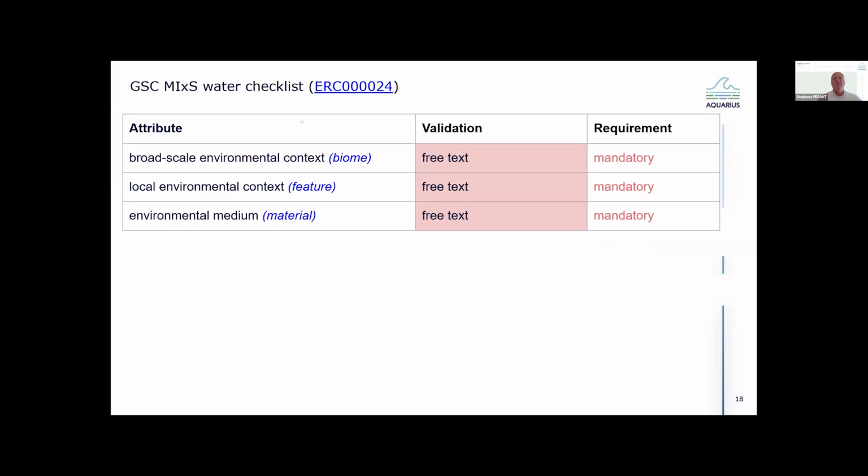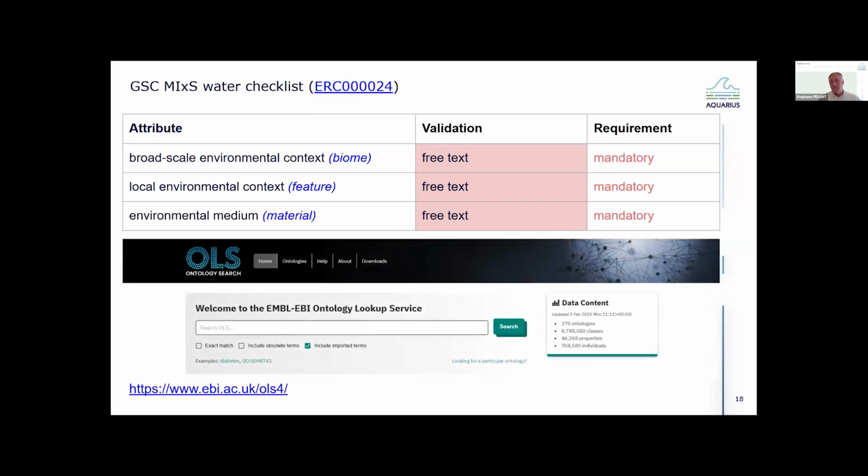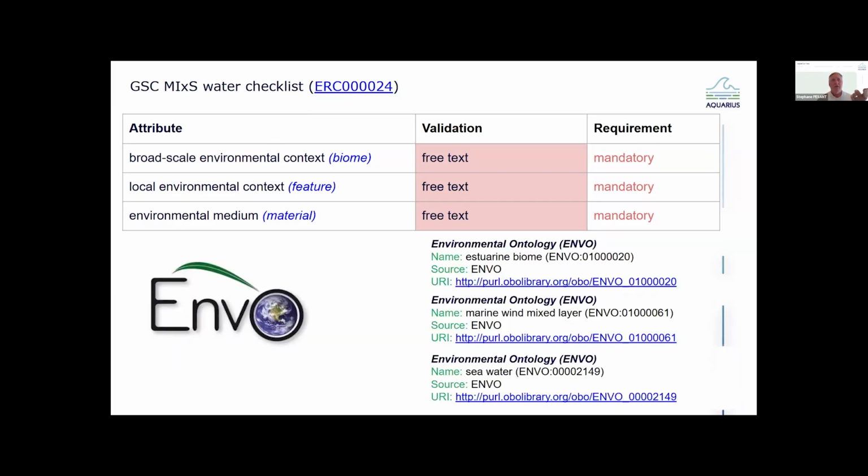For the three environmental attributes, we recommend to use ontologies. We have an ontology lookup service at EBI, and for your data, we recommend using ENVO as an ontology, so you can describe things like estuarine biome as a broad scale, marine mixed layer as a local, for example, and seawater as the environmental medium. So that's an example of how you can use ENVO to describe these. And that helps the discoverability.